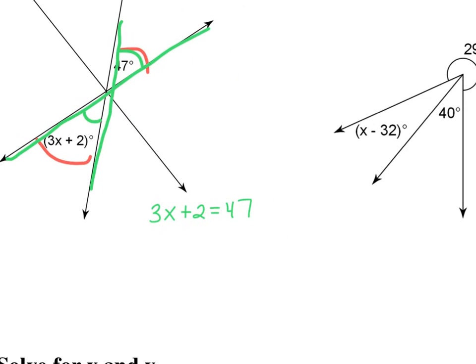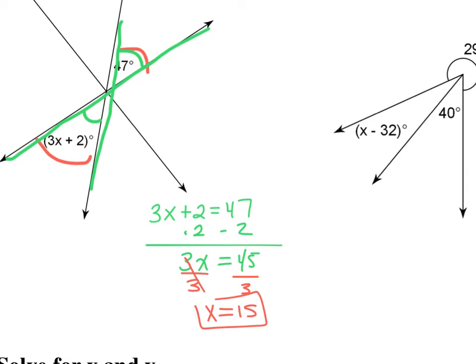To solve for x, what would I do next? I would subtract 2 from both sides. So subtract 2, subtract 2. I get 3x equals 45. And then my next step is to divide by 3. So I get x is equal to 15. And that's your final answer. Let's go on to our next example.